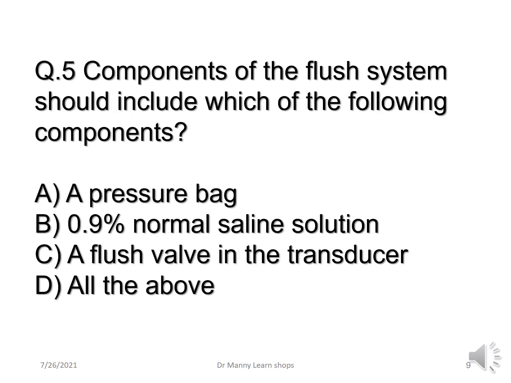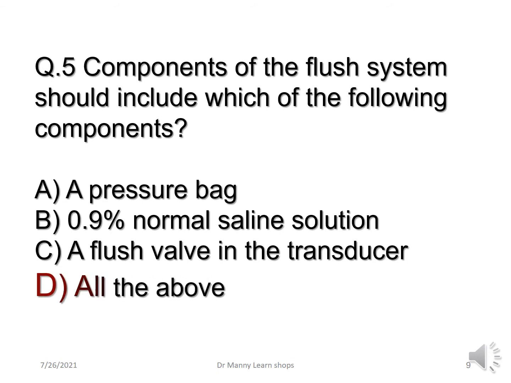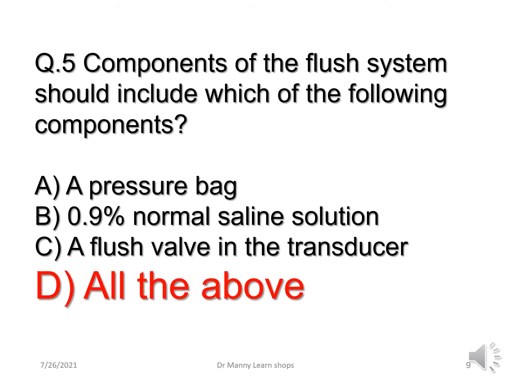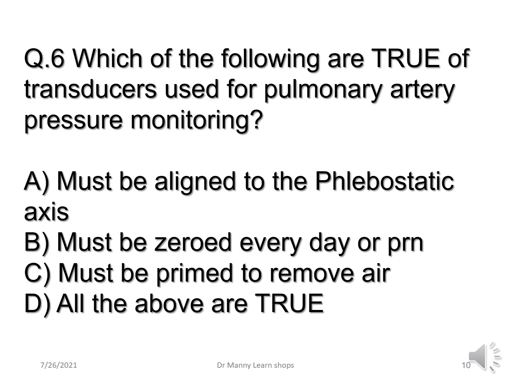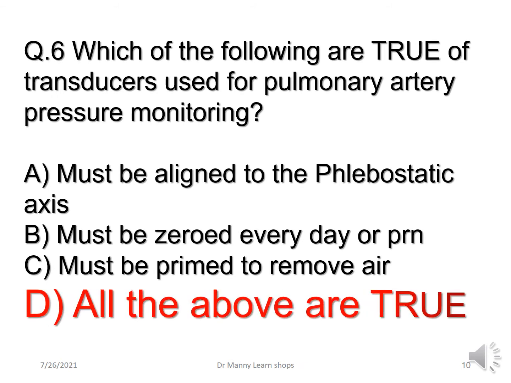Components of the flush system should include which of the following? A pressure bag, sterile normal saline, a flush valve in the transducer, or all of the above? The correct answer is all of the above. Which of the following are true of transducers used for pulmonary artery pressure monitoring? They've got to be aligned to the phlebostatic axis, they've got to be zeroed every day or as required, they must be primed to remove air, or are they all true? All the above are true.